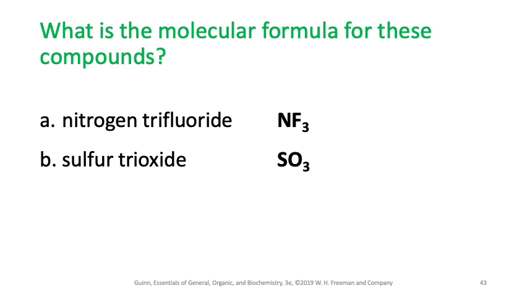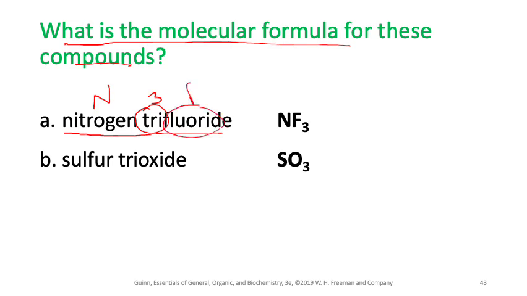Now let's try to do another kind of problem on covalent compounds. What is the molecular formula for these compounds? If the problem asks you to write the formula when the name is given: nitrogen trifluoride. Nitrogen is N, tri means 3, fluorine is F. So you have 3 fluorine, so you can write NF3. Sulfur trioxide: sulfur is S, oxide is oxygen. How many oxygen do you have? 3, so SO3. This is how you make a formula if the name is given.